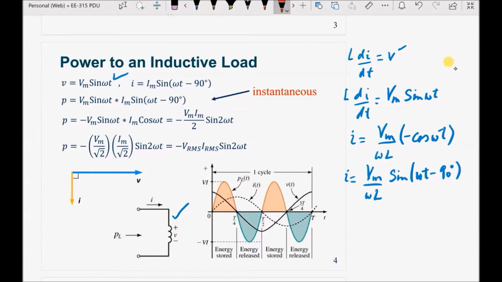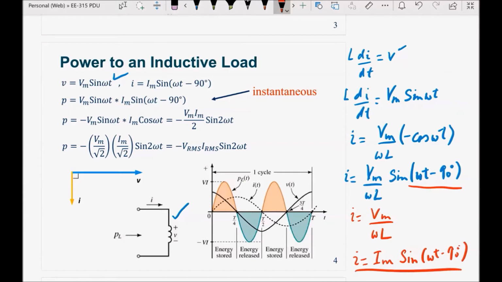And again, which I was saying before, for maximum value of current, this portion is going to become 1, and I will be equal to Vm over omega L. And if we substitute the value of Vm, the I can become Im sine omega t minus 90. So this is how we can derive the function of the current. The expression is derived. Okay.